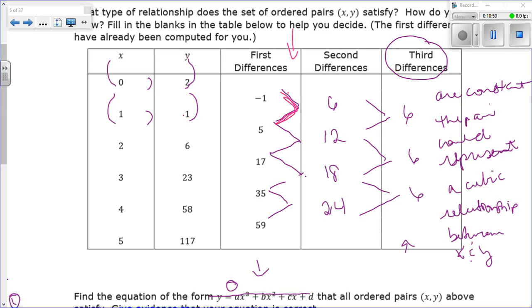So when I subtract 5 minus a negative 1, I get 6. 17 minus 5 is 12. 35 minus 17 is 18. 59 minus 35 is 24.